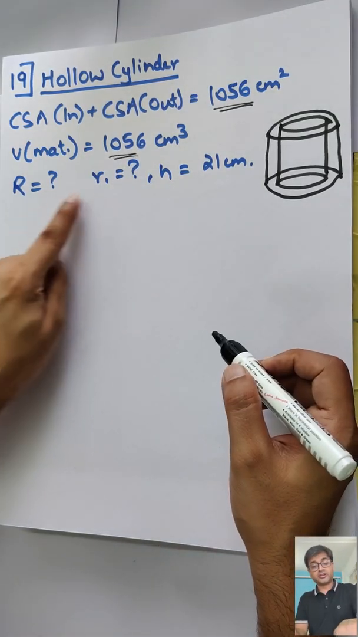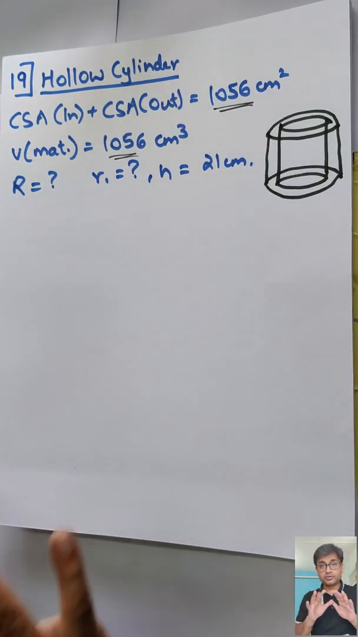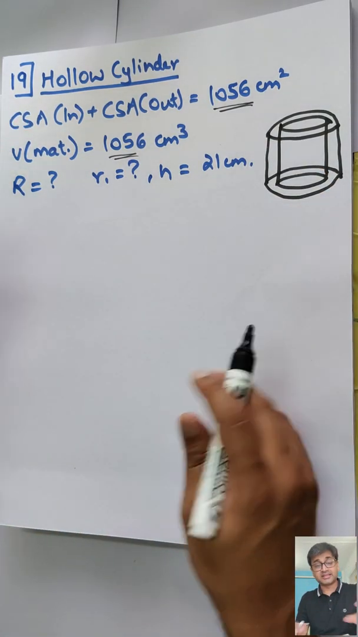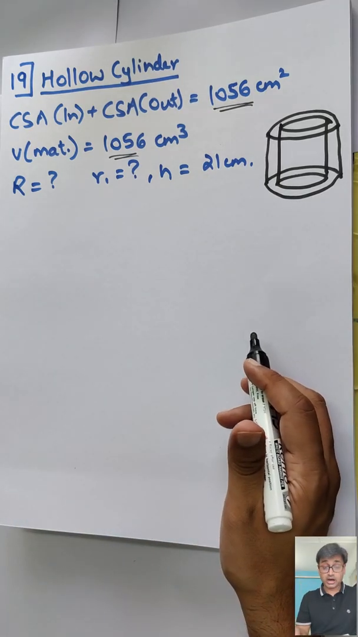Your target is to find the two radii, and the height is 21. So the height is given to you. Now here you have to be very smart, because you are going to use this and this separately initially, and later on we'll combine both of them. So let's see how to go about it.